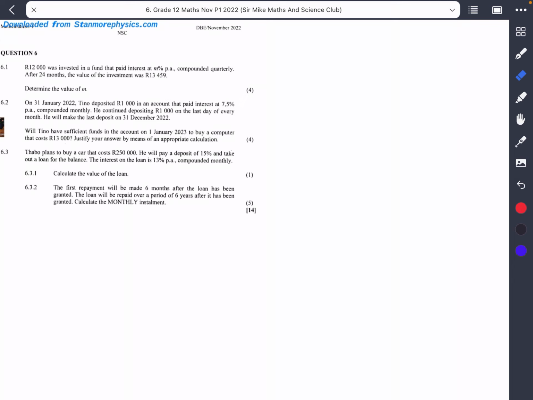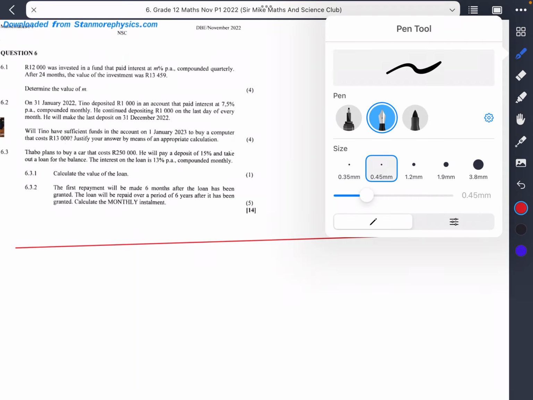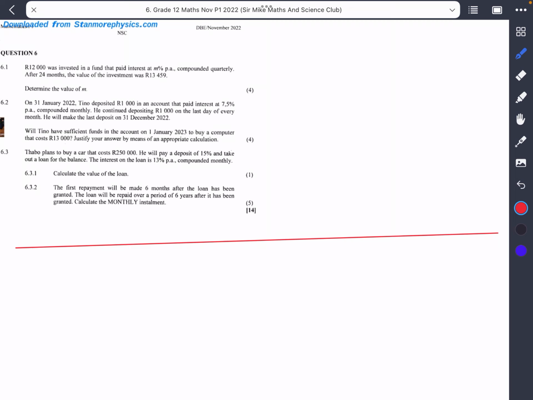So they say, will Tino have sufficient funds in the account on the 1st of January 2023 to buy a computer that costs 13,000? Justify your answer by means of an appropriate calculation. Now we can't say yes or no. We would need to perform the calculations first, and then answer that question. We know that this would be the future value annuity, because we want to find out how much Tino will have in the future, after he makes his payment on the 31st of December 2022.